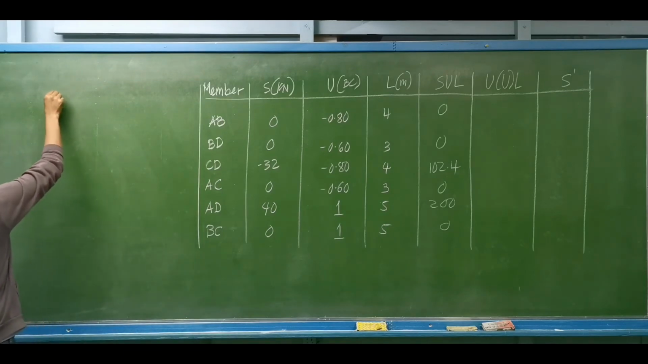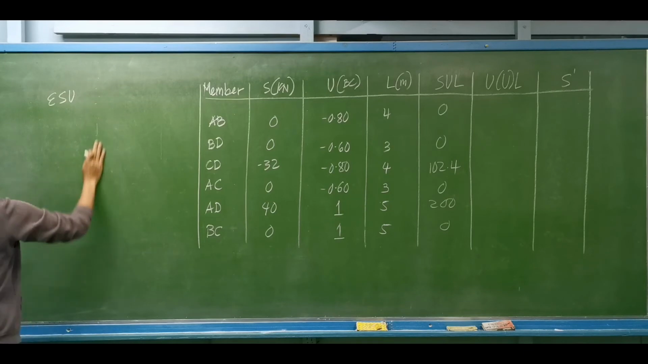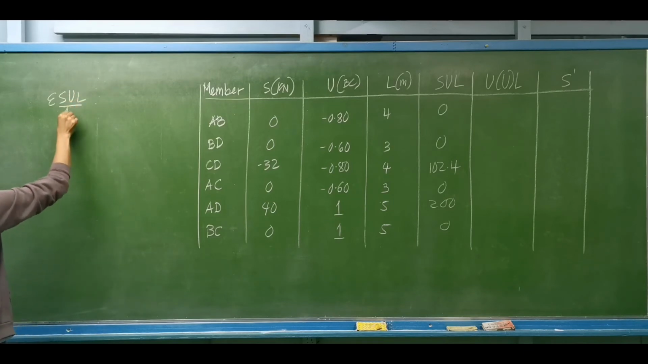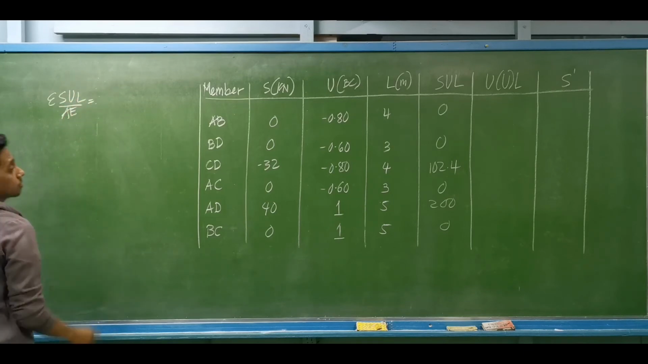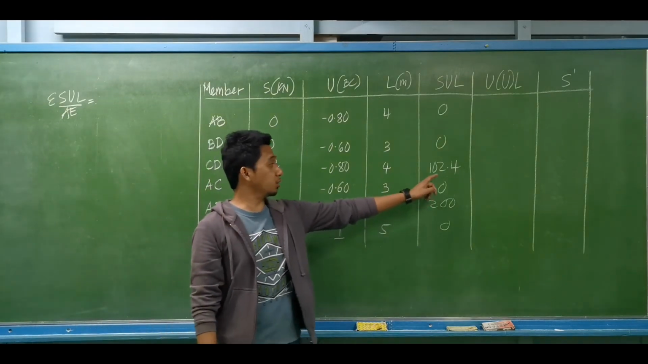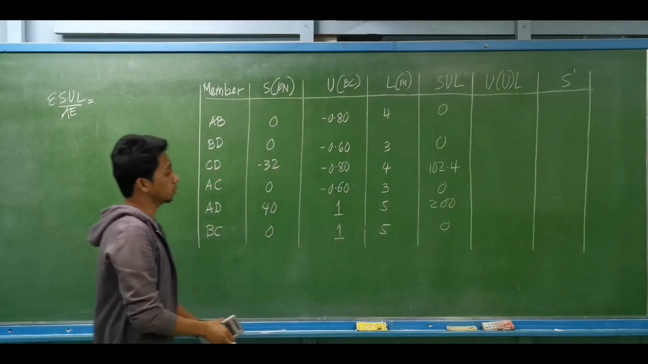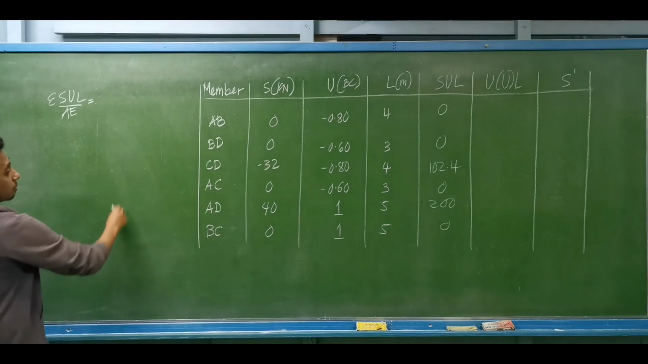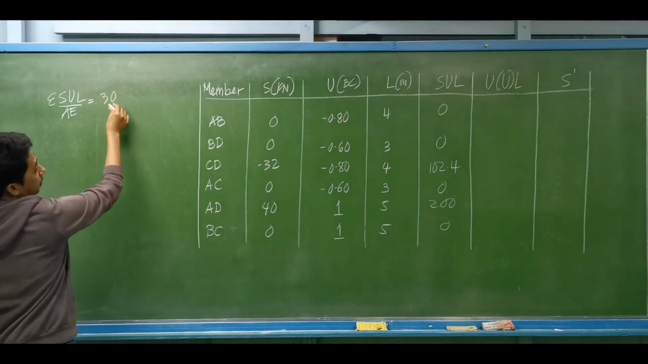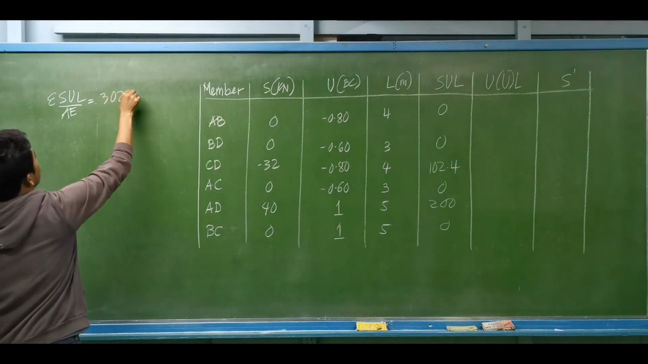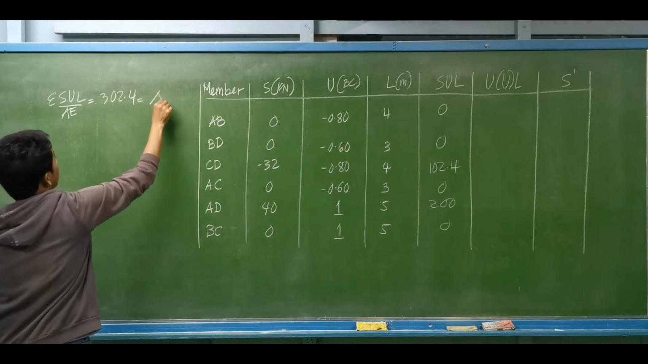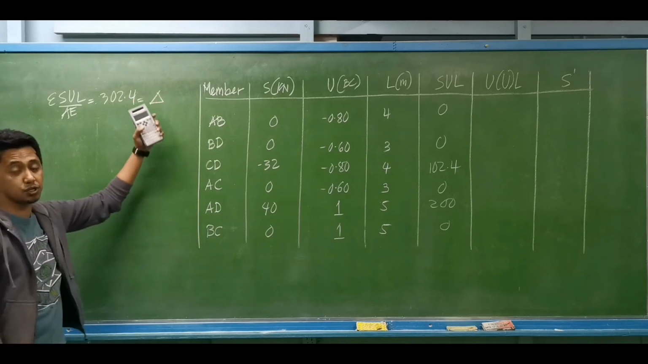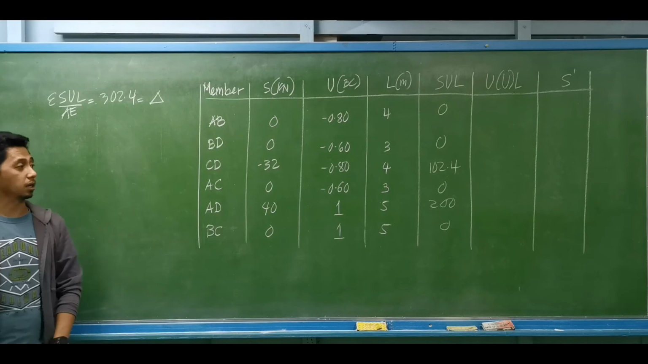The summation of the axial force due to real load, the axial force due to unit load, the length, divided by AE, is the same as 102.4 plus 200. So that will give us the value of 302.4. This is equivalent to delta, the deflection of the truss due to real loads.